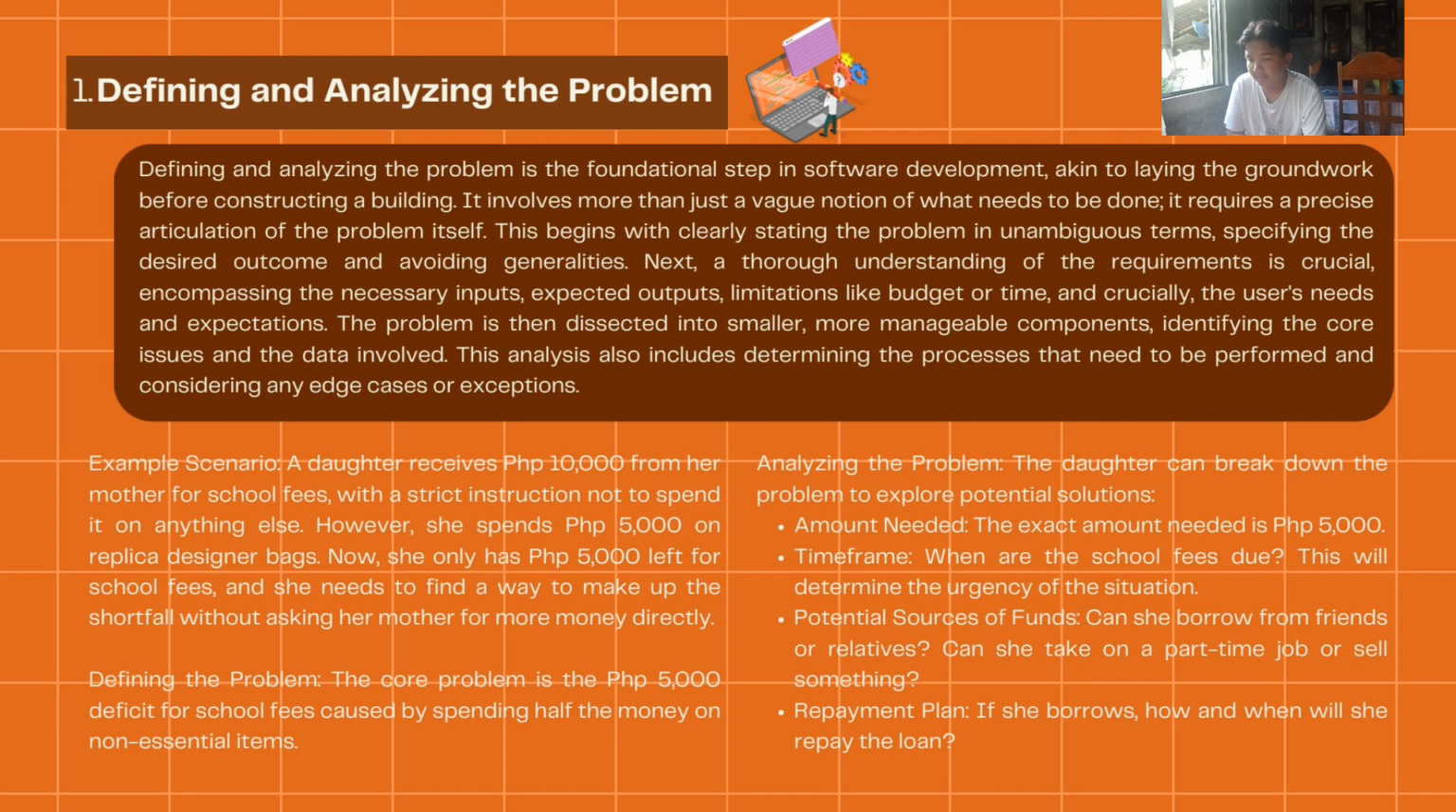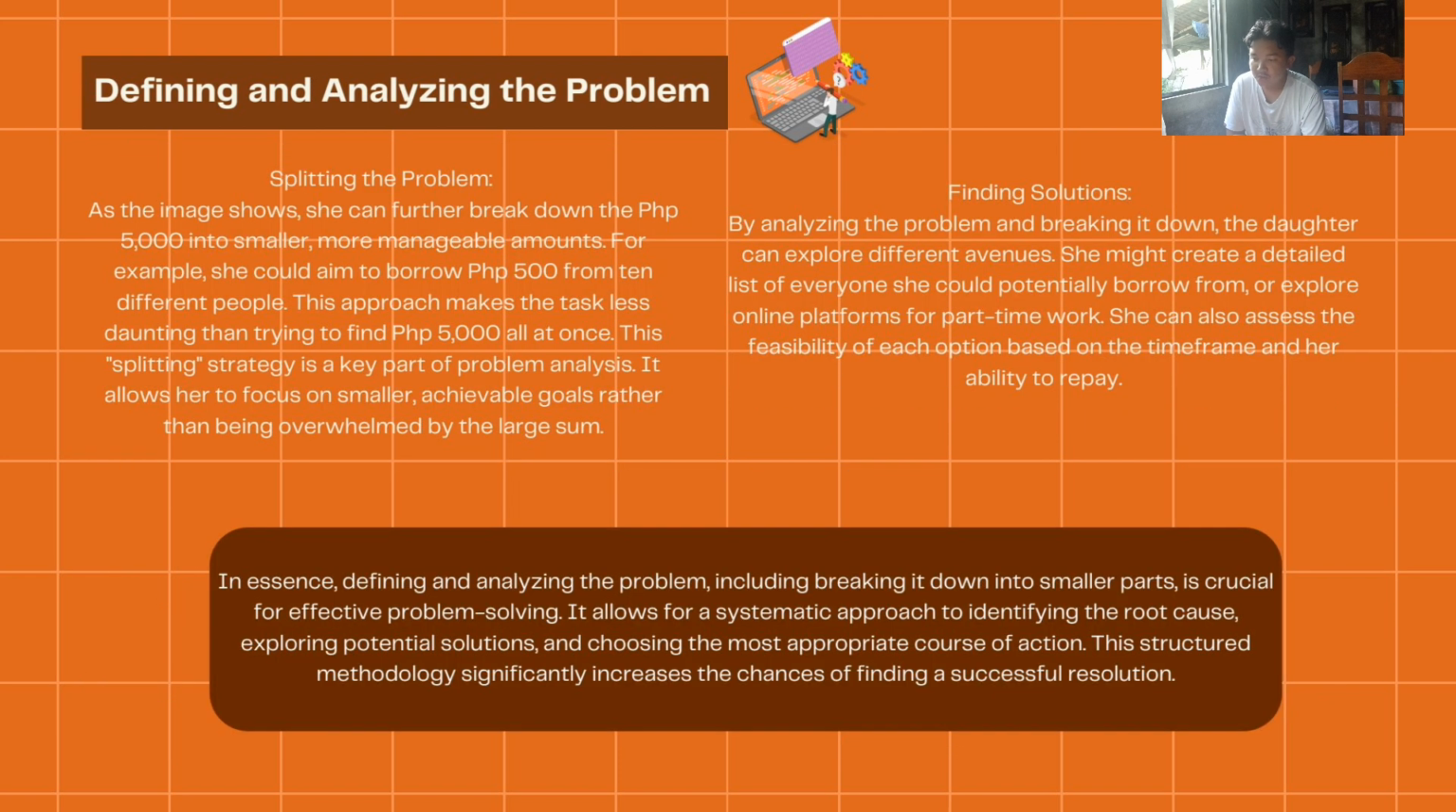Splitting the problem, as the image shows, she can further break down the 5,000 into smaller, more manageable amounts. For example, she could aim to borrow 500 from 10 different people. This approach makes the task less daunting than trying to find 5,000 all at once.